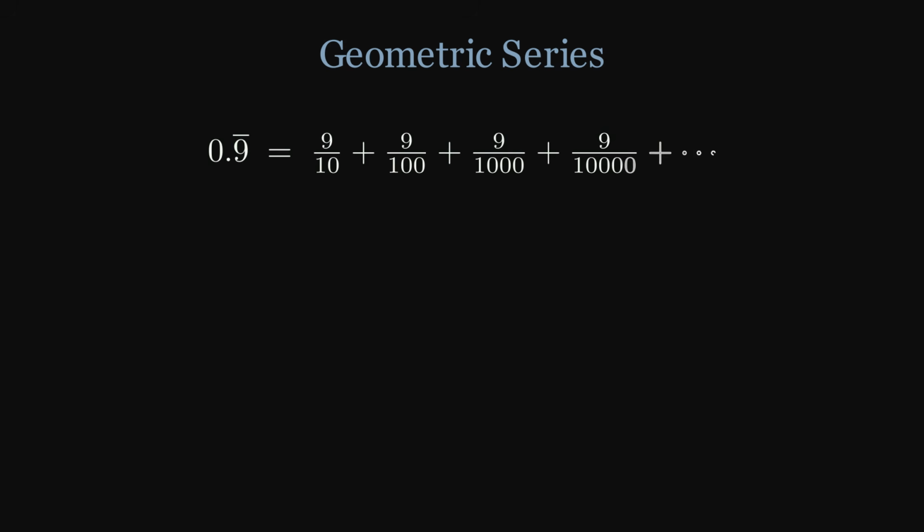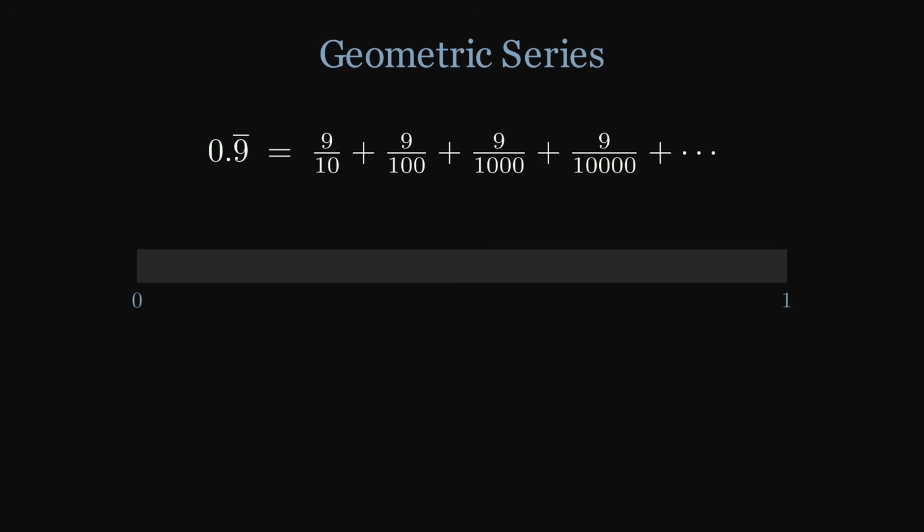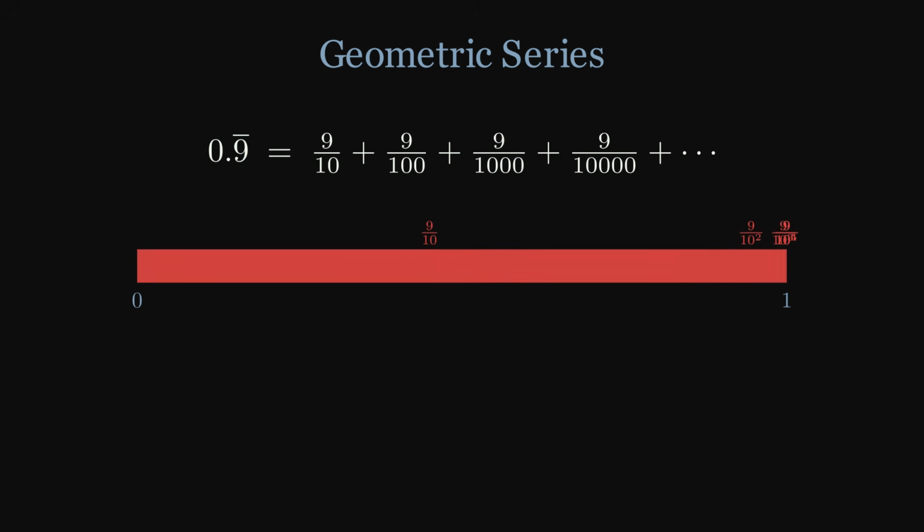Once we know what 0.9 repeating means, we can compute it from first principles. 0.9 repeating is by definition the infinite sum, 9/10 plus 9/100ths plus 9/1,000ths plus 9/10,000ths, and so on. This is a geometric series. Each term is the previous term divided by 10. For a geometric series with first term a and ratio r, where the absolute value of r is less than 1, there is a closed form sum. The sum equals a divided by 1 minus r.